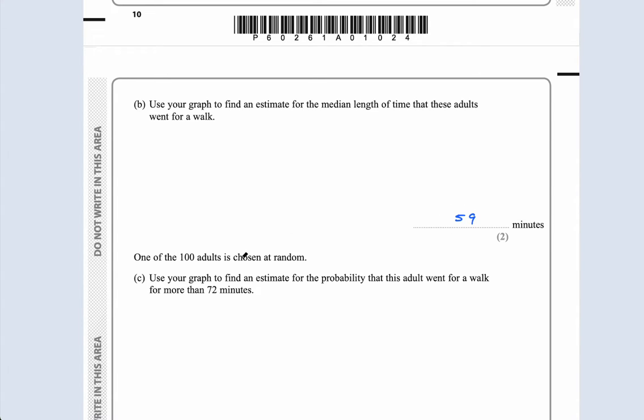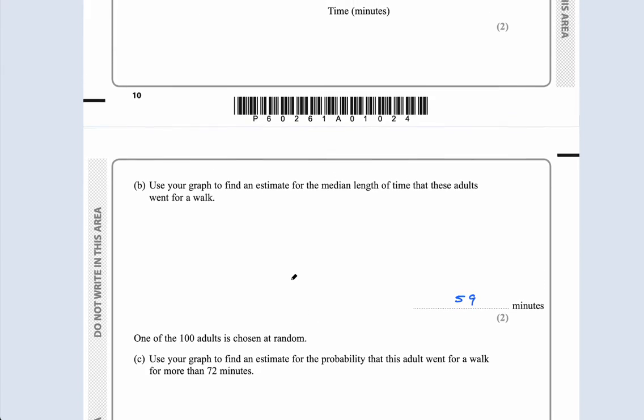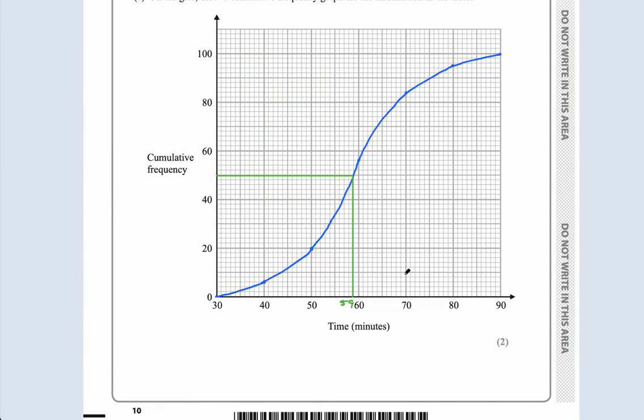One of the 100 adults is chosen at random. Use the graph to find an estimate for the probability that this adult went for a walk for more than 72 minutes. Go to 72 minutes. Where is it? It's here. Draw a line straight up. Draw a line across. This is 82, 84. This is 86.